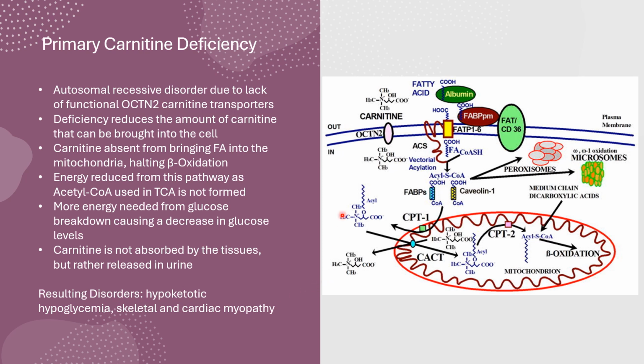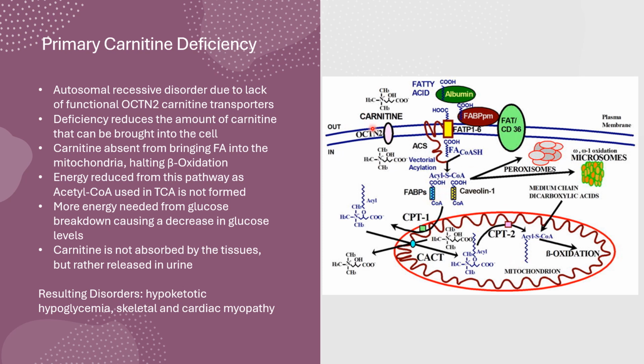The first deficiency we're going to talk about is called primary carnitine deficiency, also known as OCTN2 deficiency. This is the beginning of the whole process, where this transporter either isn't there or its functionality is not there. So carnitine isn't able to enter into the membrane at all, and so carnitine is not able to bind with any fatty acids, so no fatty acid can enter for beta oxidation.